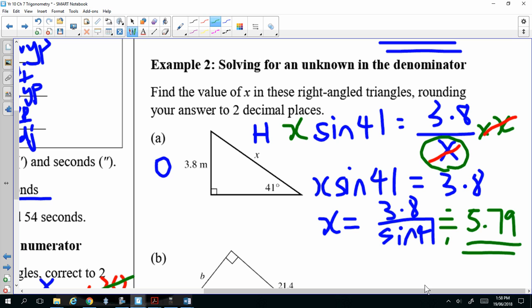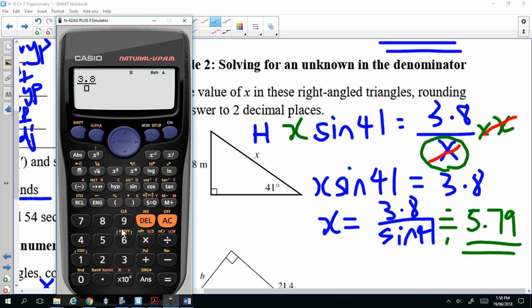Now what if you do the fraction key? You can do it like this, 3.8, and there you go, sine 41, but it may give you an error. The reason why is you have to close the bracket when you write it as a denominator, whereas when you divide, you don't need to close the bracket. See the difference? Okay, so this one you have to close, this one you don't have to close when it's divide. Alright, let's try the next one.